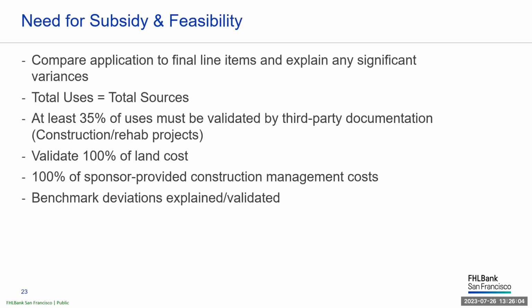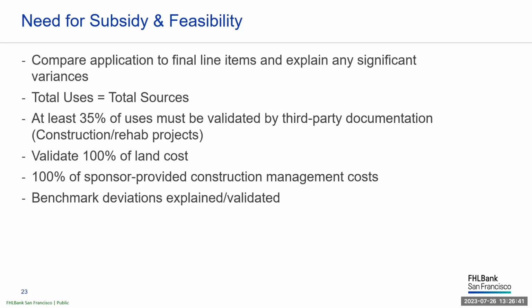So for construction or rehab projects, we also review the project's need for subsidy and financial feasibility at project completion. The Excel workbook includes a development budget like the workbook provided at time of disbursement. We compare the original budget from application to final actual cost. So be sure to provide explanations for any line item that shows significant variances. We check to ensure the budget is balanced, where total uses of funds equal total sources of funds.